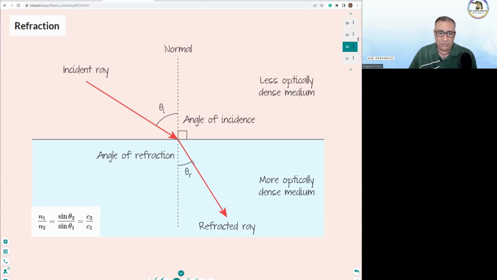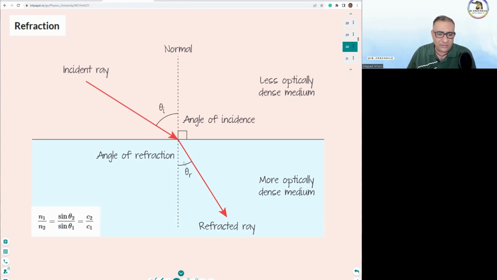So the speed of the wave in the second medium is different from the speed in the first medium, and this is due to the difference in optical density of the media. Okay, so this is just a definition of refraction. Now, Snell's law is the main law governing refraction, right? So you say n1 over n2, which is the refractive index of medium 1 over the refractive index of medium 2, is equal to sine theta 2 over sine theta 1, which equals c2 over c1.